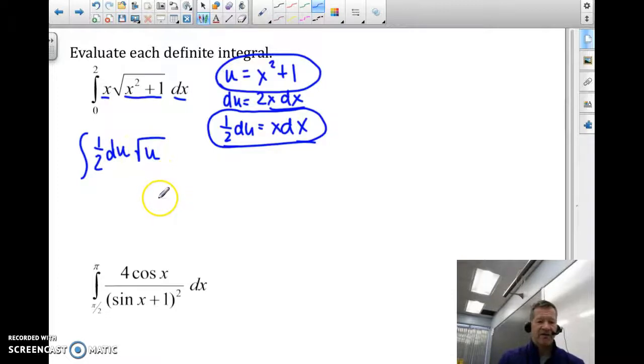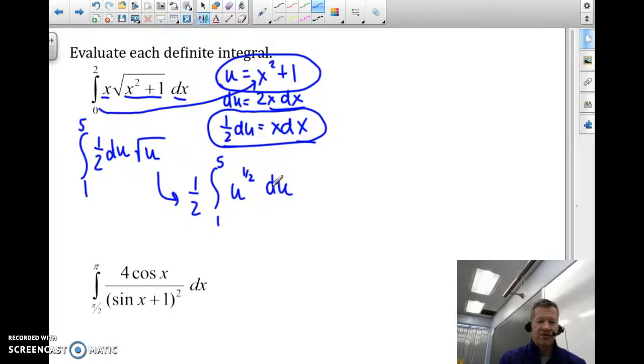Now, what about the limits? Well, if x is 0, plug this in for x right here. We know u is x squared plus 1. 0 squared plus 1 would be 1. So if x is 0, u is 1. Put 2 in then. 2 squared plus 1 is 5. So when x is 2, u would be 5. So now I have this: 1/2 is a constant multiple times the integral from 1 to 5 of the square root of u, which is u to the 1/2, du. Now I can find the antiderivative.